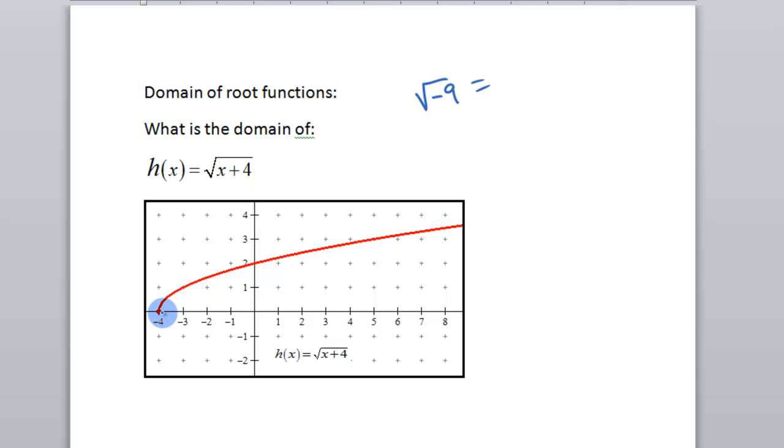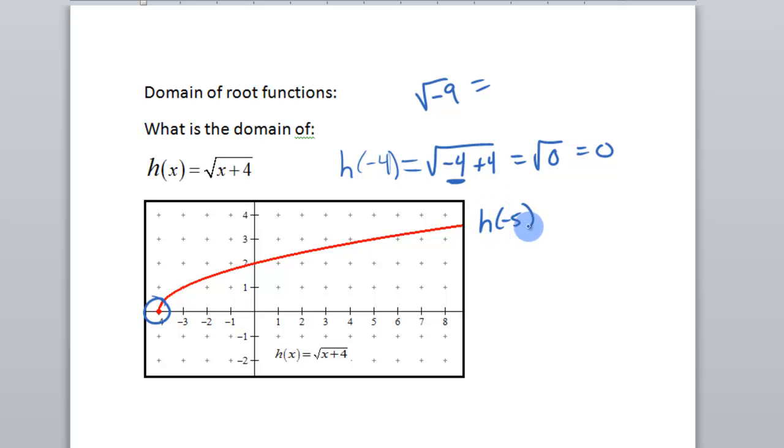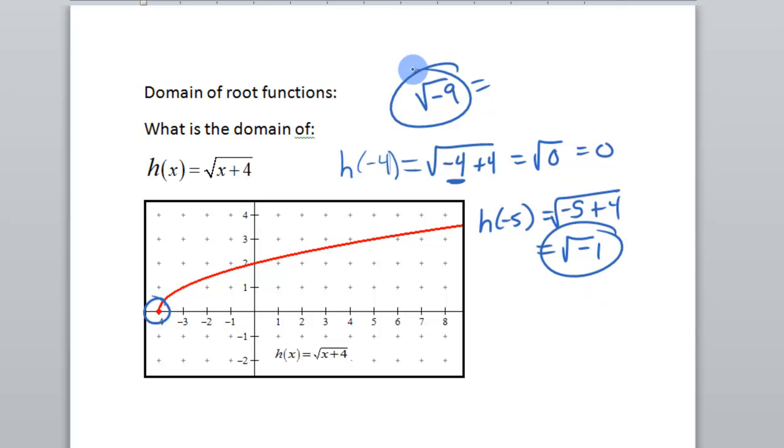So for example, if I put -4 in for x, like this, square root of -4 plus 4. See, there's my -4, there's my plus 4. This equals square root of 0, but the square root of 0 is 0, and that's why we have that point right there. -4 in, 0 out. But if I were to try to put, say, -5 in, this would be the square root of -5 plus 4, which equals the square root of -1. Well, we have a problem now, see? We don't know the square root of -1, just like I didn't know the square root of -9.